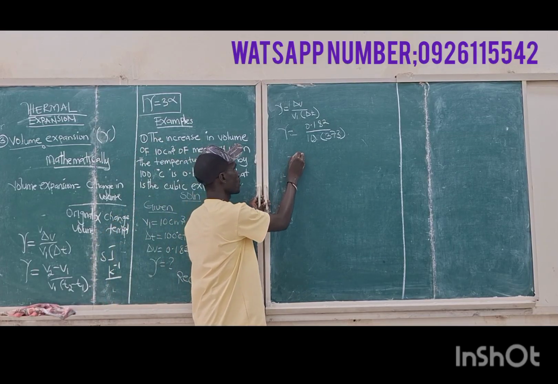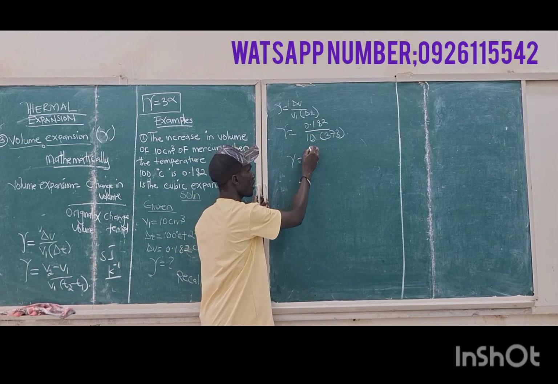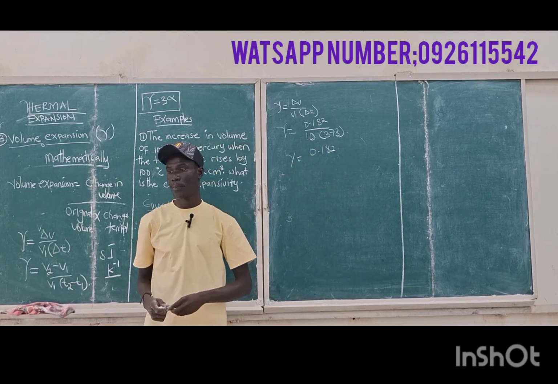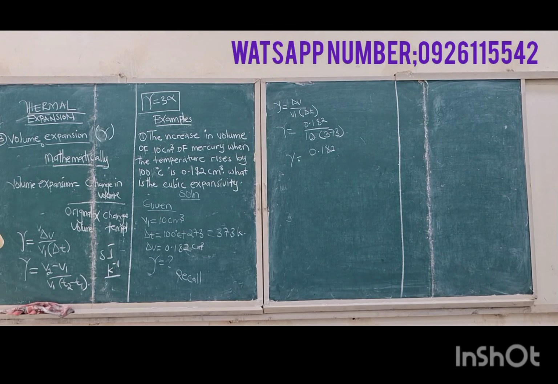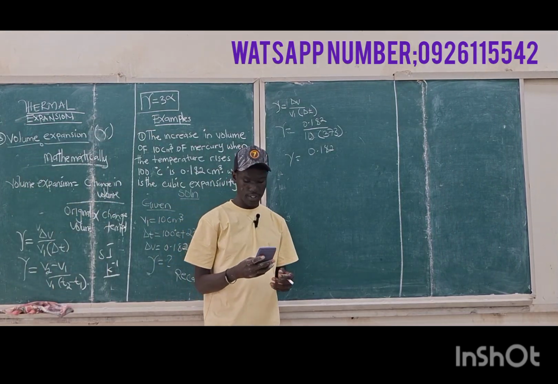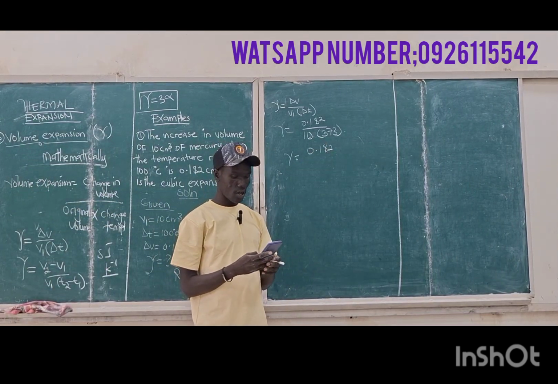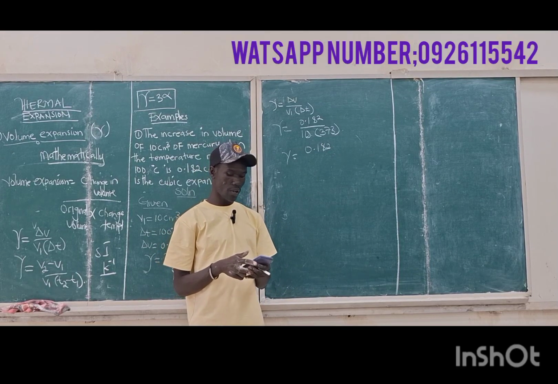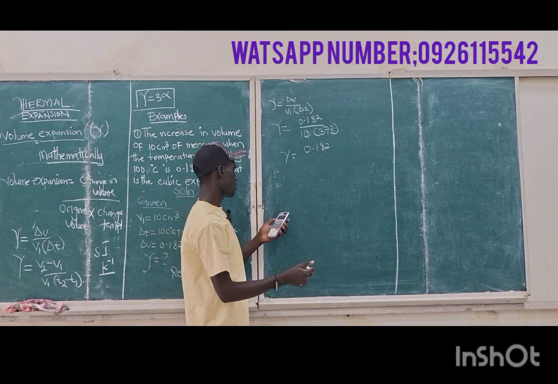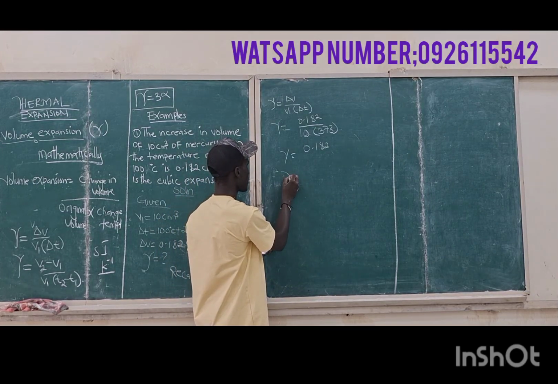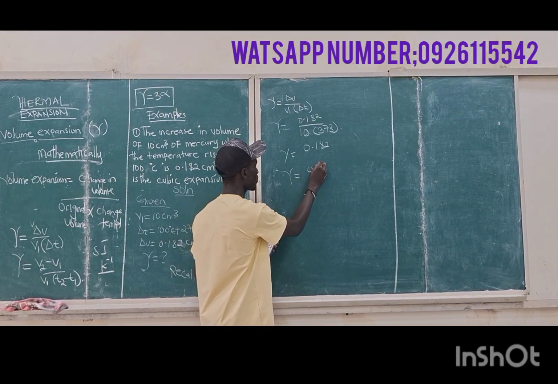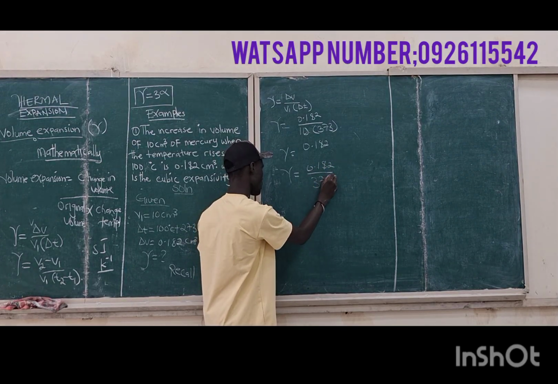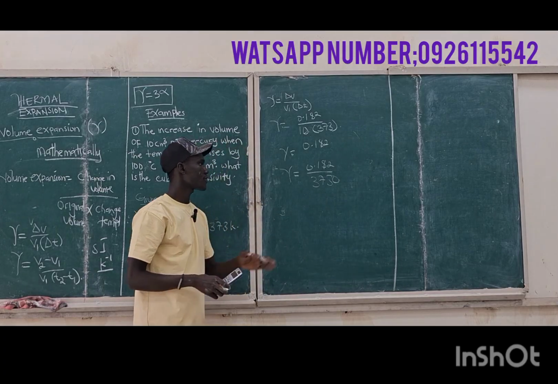Let's say gamma is equal to, we maintain the numerator 0.182. Let's press in our calculator. We say we have 10 times 373. Here we will get 3730. We say gamma as B equals 0.182 all over 3730. Here we will divide this by this.